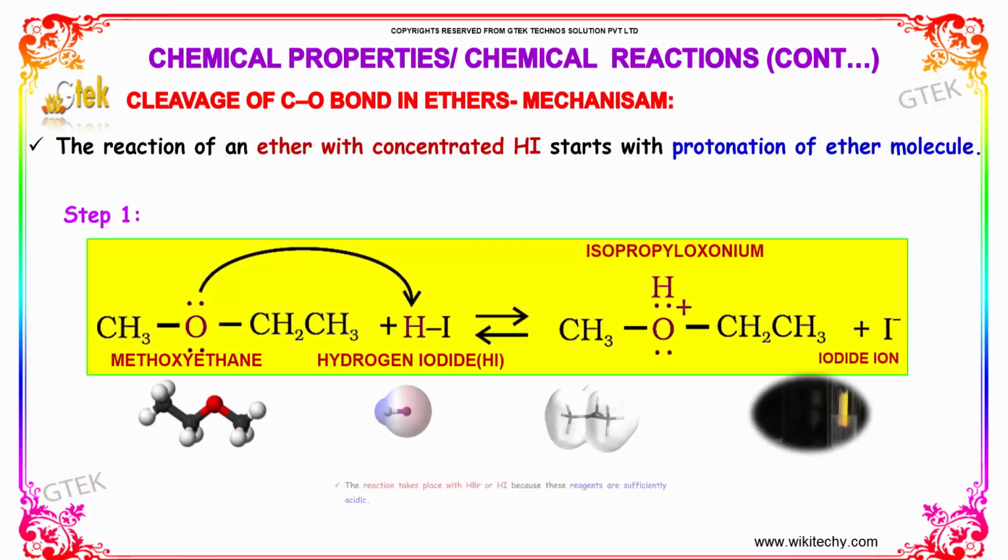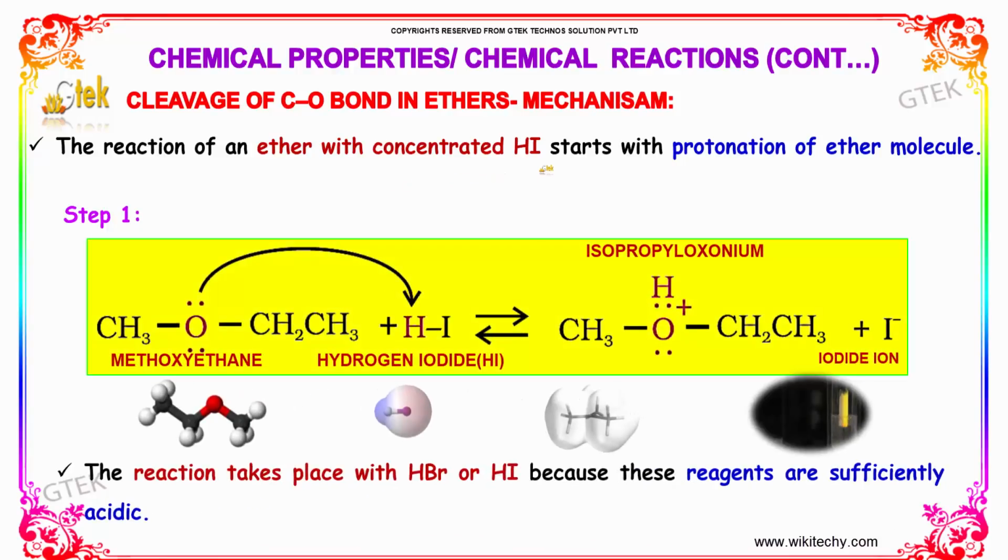The reaction of an ether with concentrated hydrogen iodide starts with the protonation of the ether molecule. Step 1 involves reaction of methoxyethane with hydrogen iodide to form the protonated ether, an oxonium ion, plus iodide ion. The reaction takes place with HBr or HI because these reagents are sufficiently acidic.